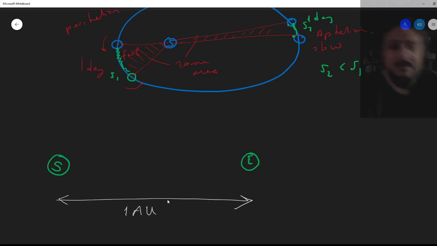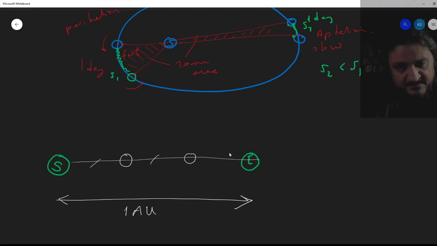AU. Now roughly divide this distance into 3, okay? So place another planet here, another planet. Roughly, not exactly, we have equal distance. These are the inner planets, Mercury and Venus.